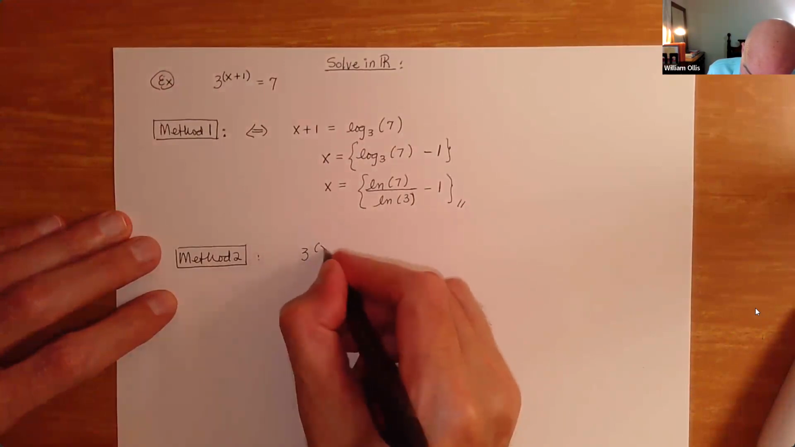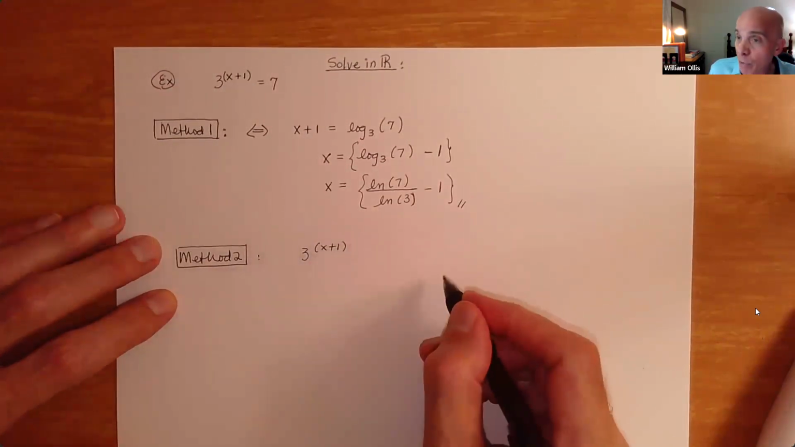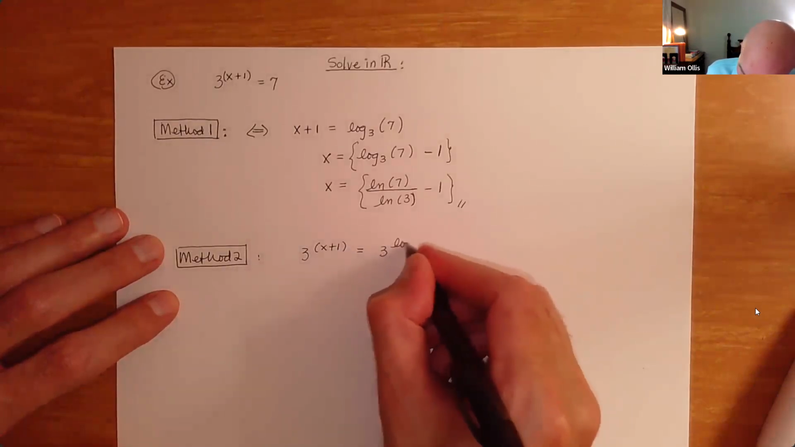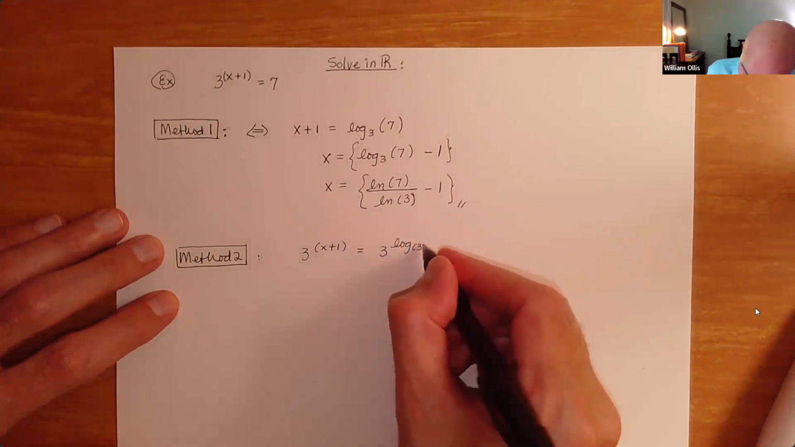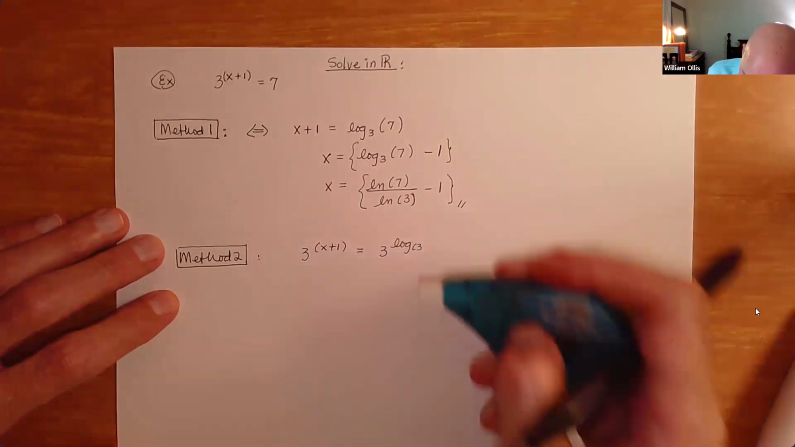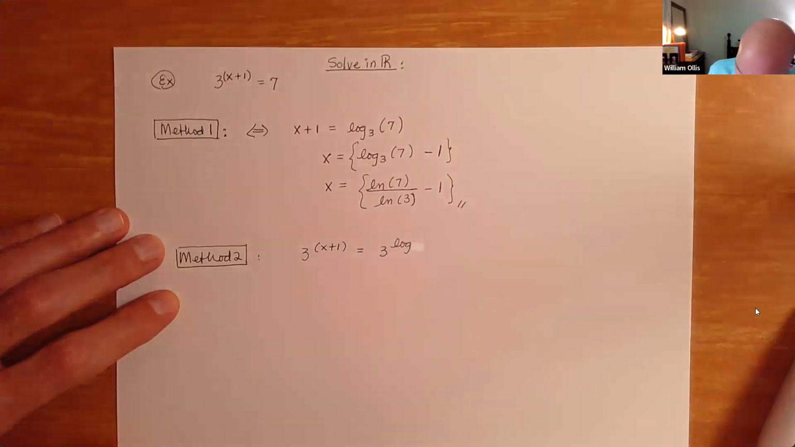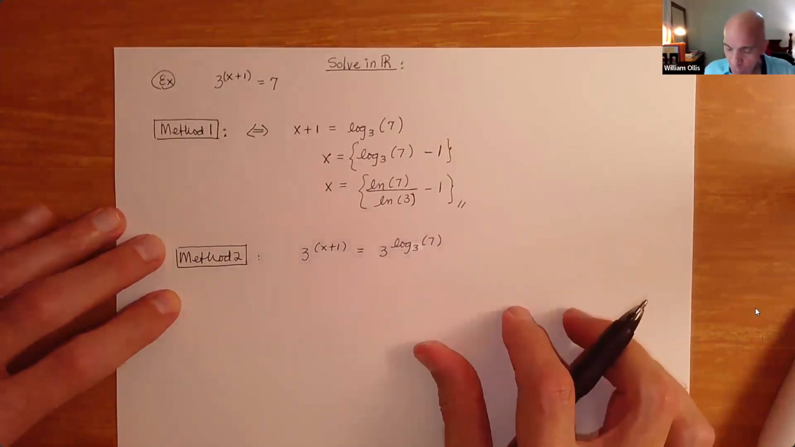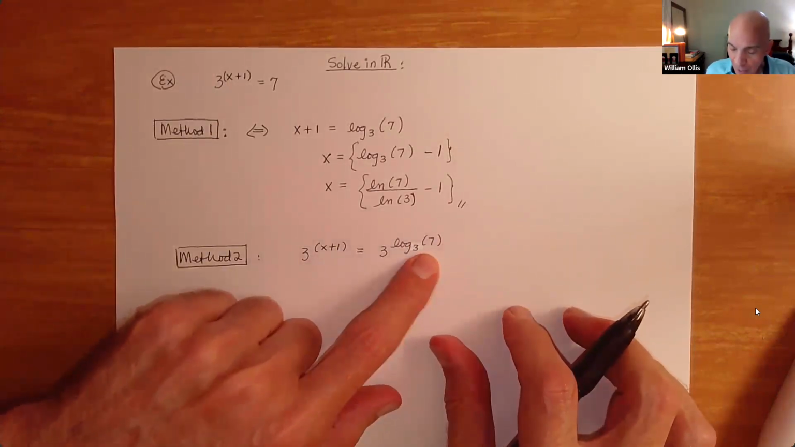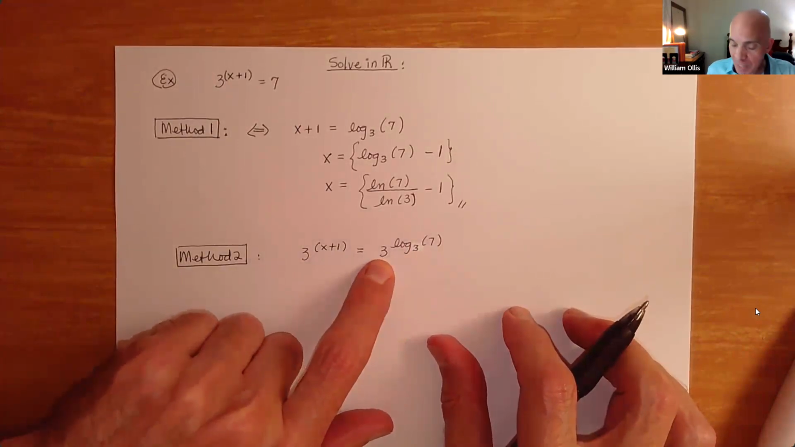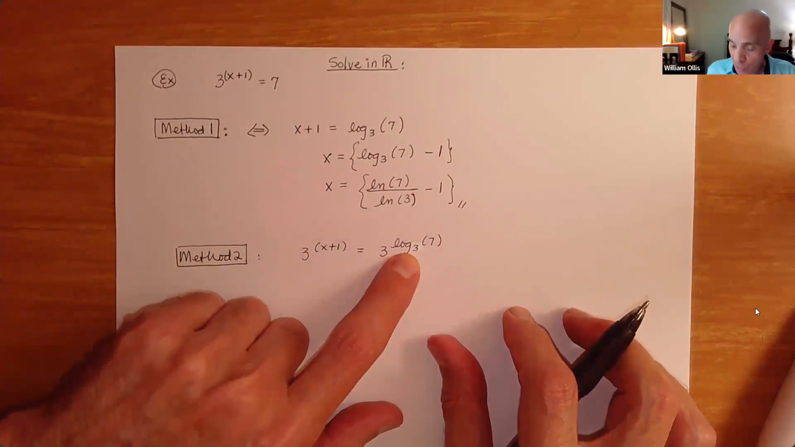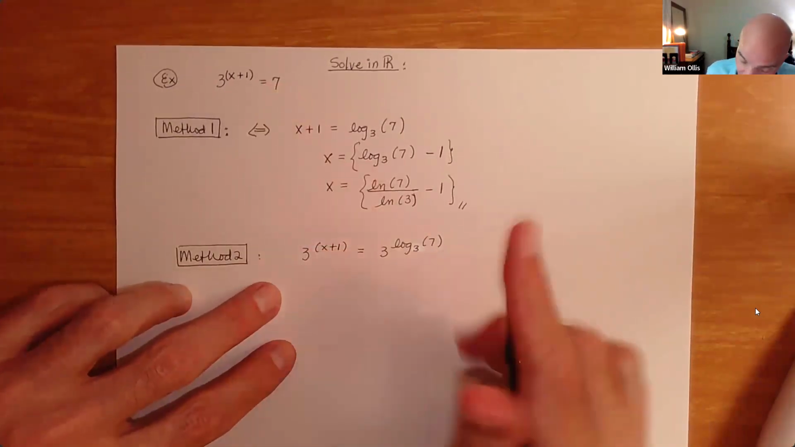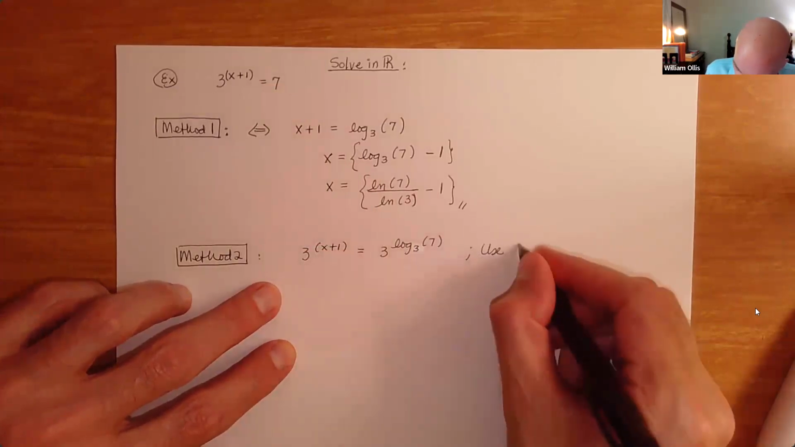So we have 3 to the power of x plus 1 will now equal 3 to the base 3 logarithm of 7. Now, of course, this is input equals output. The base 3 exponential and the base 3 logarithm are inverses. So if we input 7, the output is 7. But now the bases are aligned, and so we just use the one-to-one property.